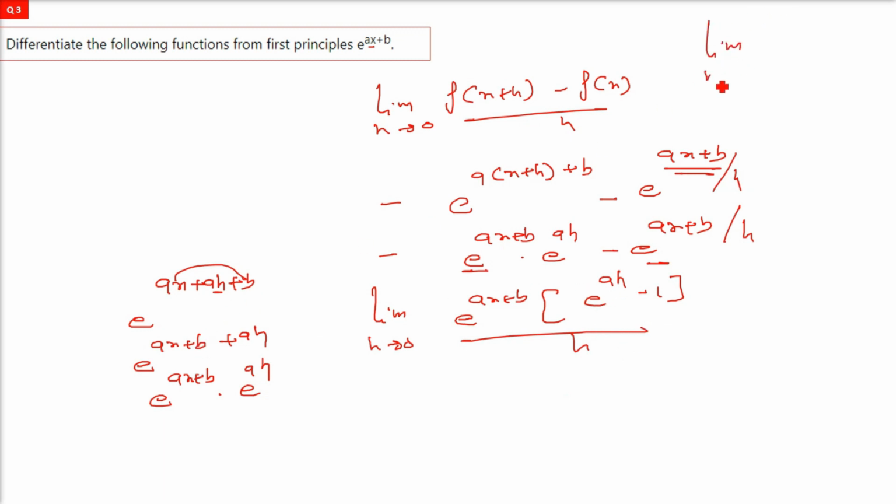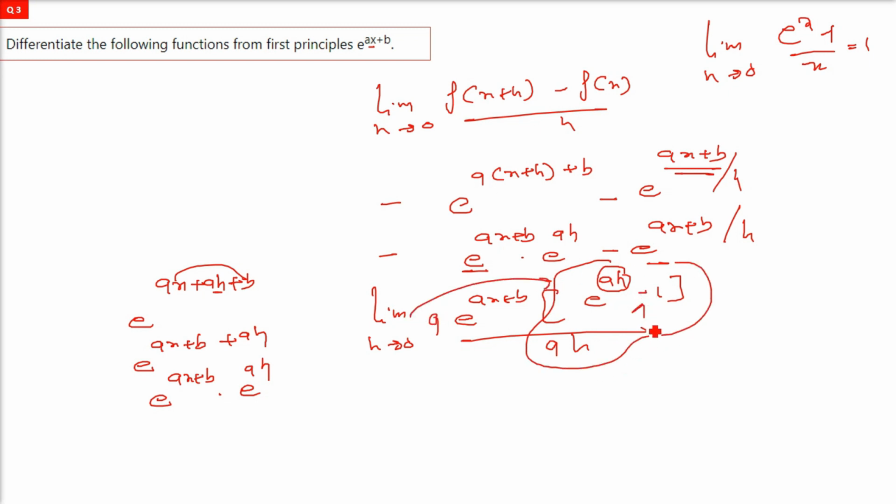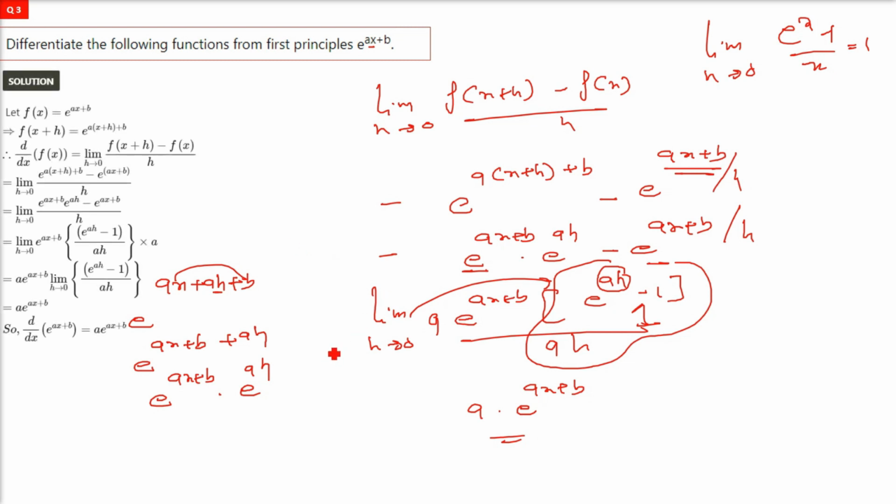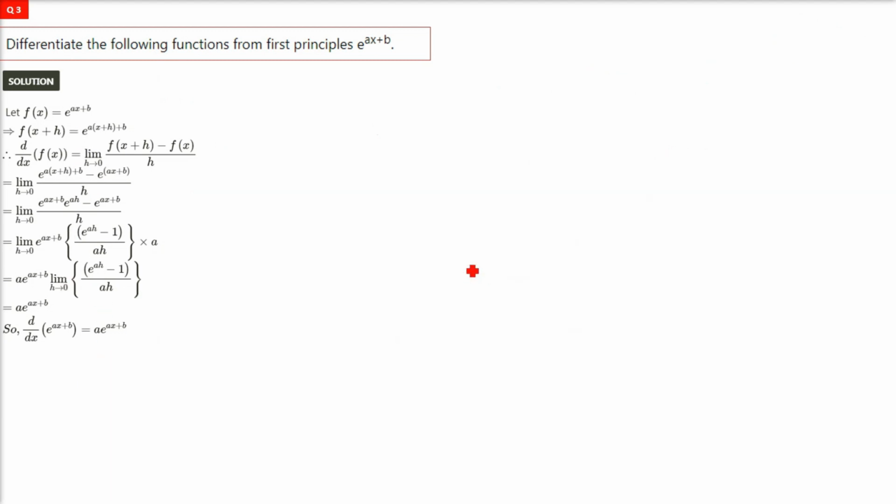Now you know that limit x tends to 0, e raised to the power x minus 1 by x is equal to 1. You have an ah here, you need to have an ah in the denominator also, so you can introduce a in the numerator and denominator. This whole, when you apply the limit, becomes 1. So what is remaining? a into e raised to the power ax plus b. This is your final answer. So this is how you can solve it. I gave you the answer as well, because ultimately the solution, the way it should be solved, is what gets you the complete marks in your examination.